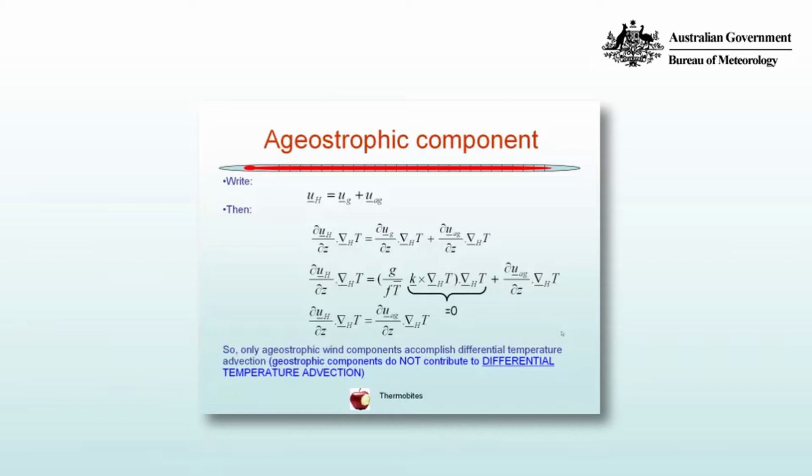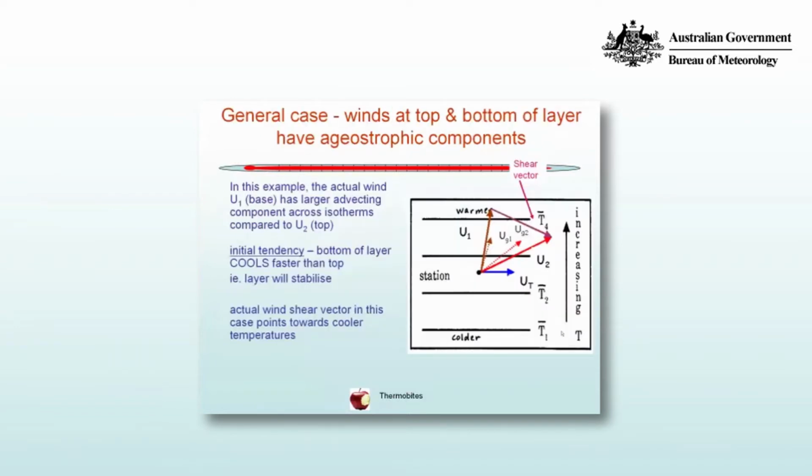Let's look at that schematically now. So here we have a layer similar to before, and we can show the geostrophic winds at the bottom and the top of the layer, and then the total wind. So the total horizontal wind at the bottom of the layer is U1, and at the top of the layer it's U2. Again, the thermal wind runs parallel to the mean isotherms. You can see now that there is a wind shear vector between the total horizontal wind at the bottom and top of the layer that is not parallel to the mean isotherm. And this shows that there is going to be a differential temperature advection.